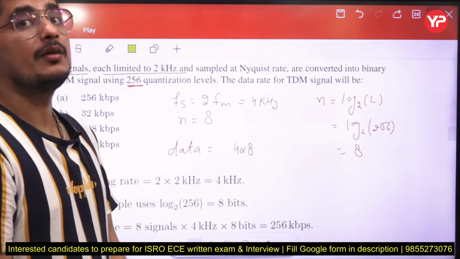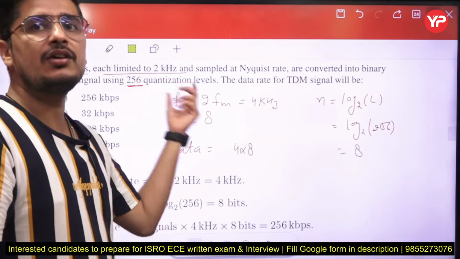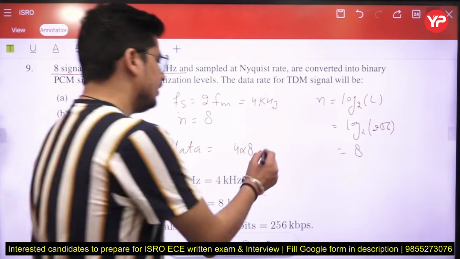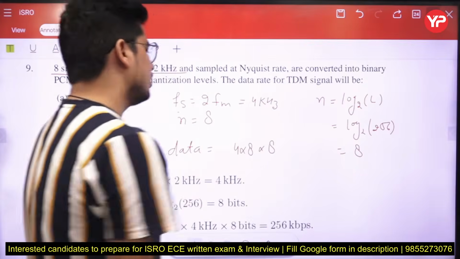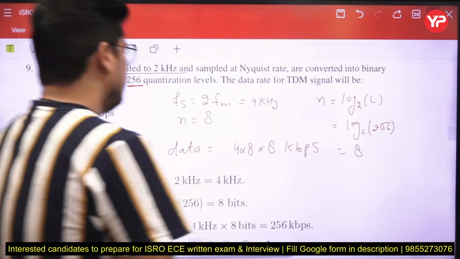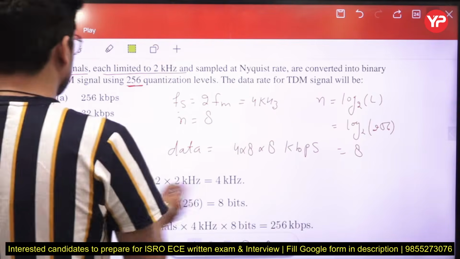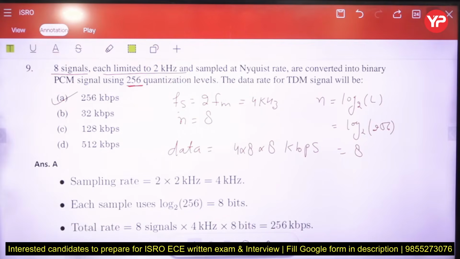kbps you can say, but we are having 8 signals. So what will we have? Multiply by 8. So that will be the data rate in kbps. So 64 into 4, that will be 256 kbps.